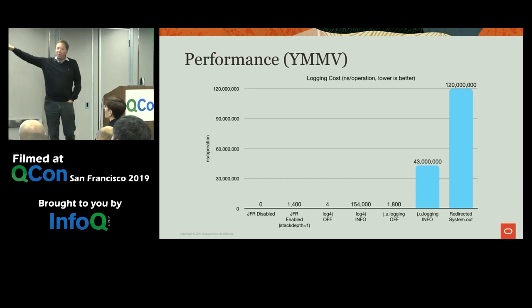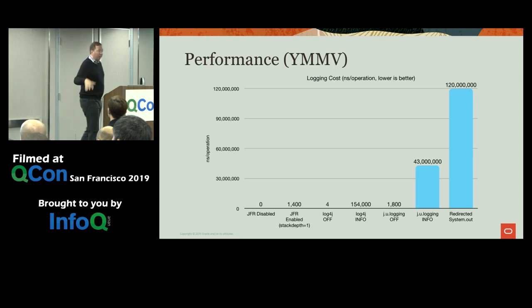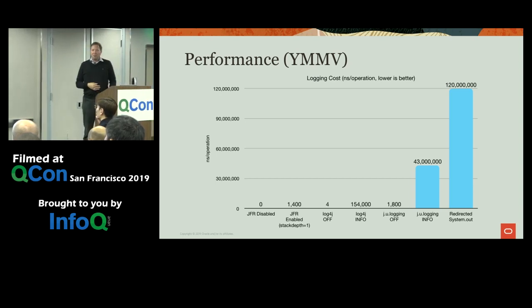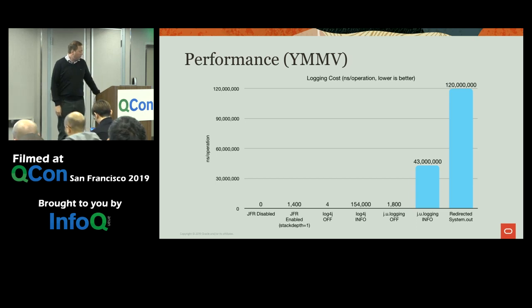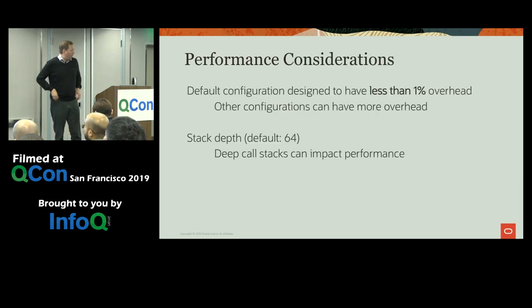Now, it says your mileage may vary at the top. Your mileage will vary. This does depend on what you're logging, where you're logging it, all of that, right? But just to get a feeling for the kind of performance you can expect from JFR, it is very, very close to 0. That's what we designed it for. So less than 1% overhead, that's the goal. We're trying to keep it there.